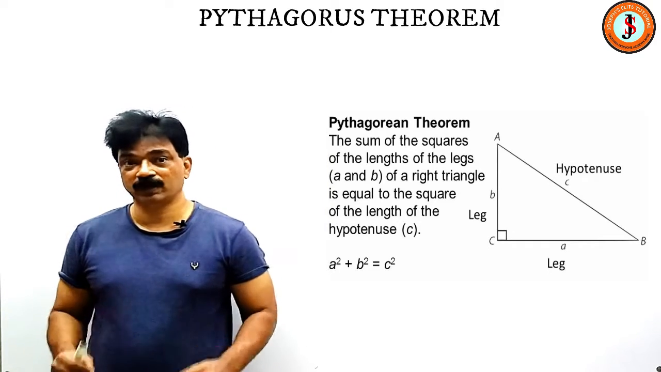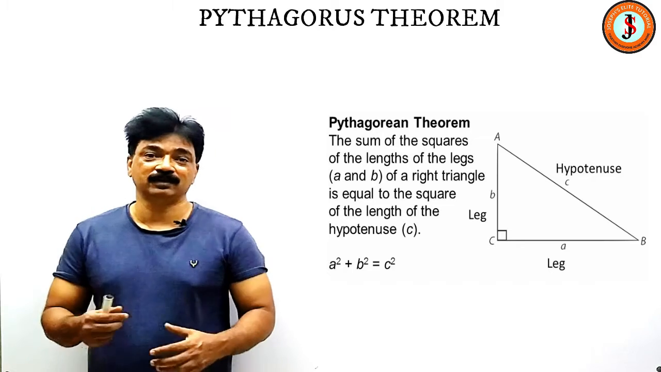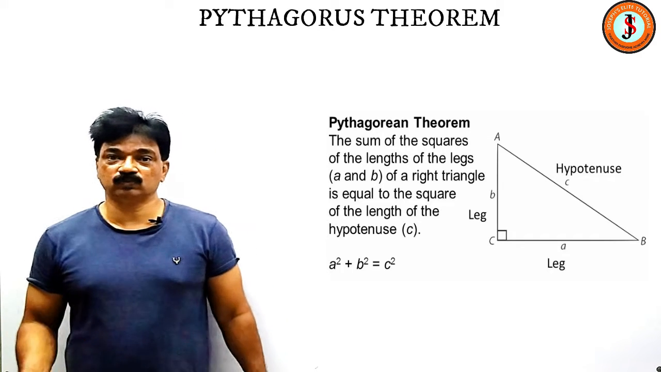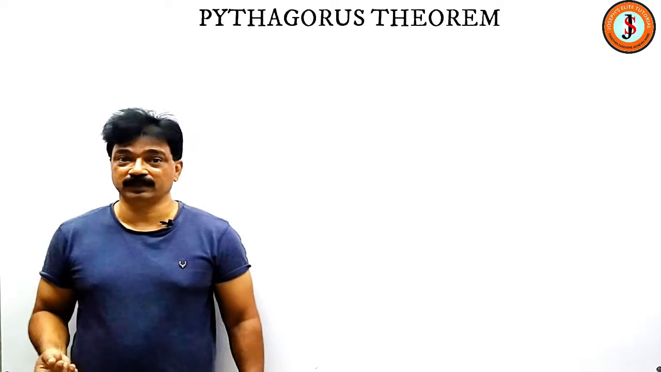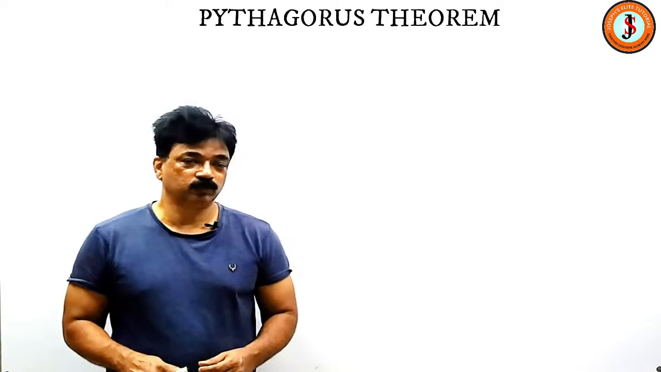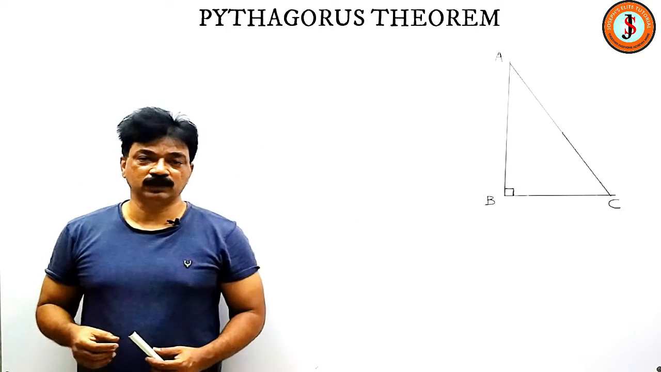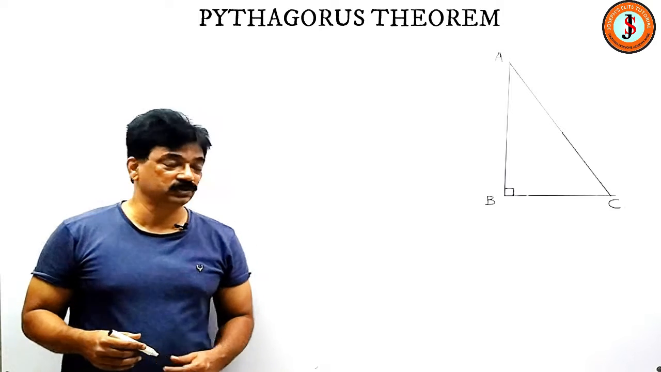The sum of the squares of the sides containing the right angle is equal to the square of the hypotenuse, or is equal to the square of the third side. So let me explain this through a figure. So what is given? Given is a triangle ABC.